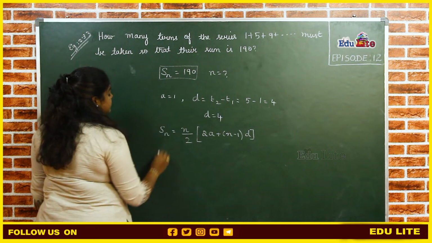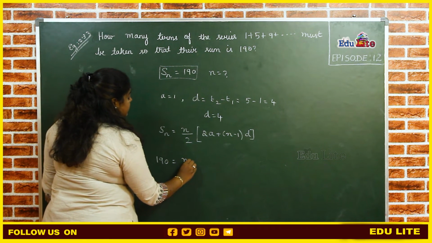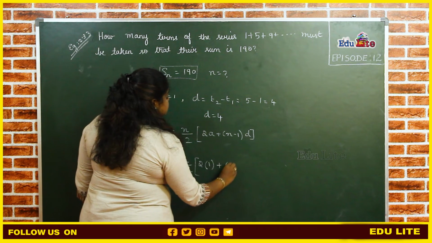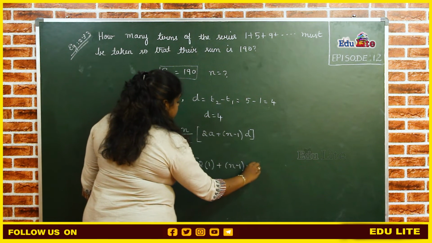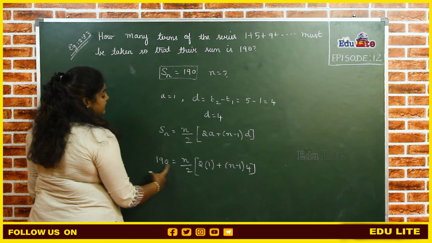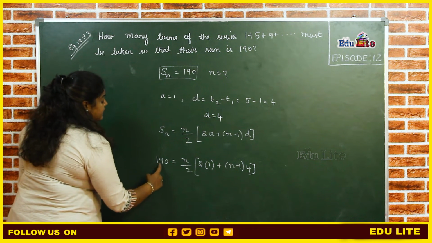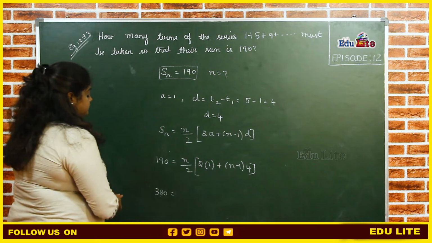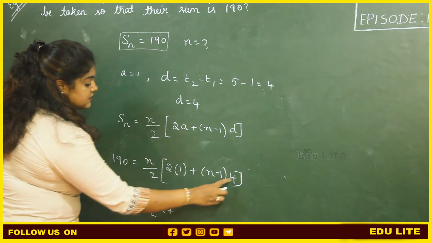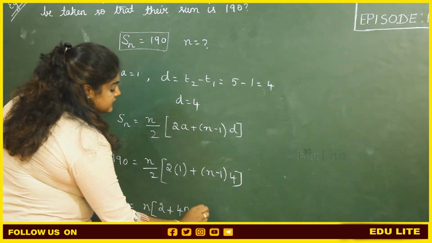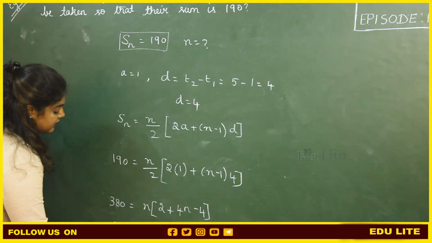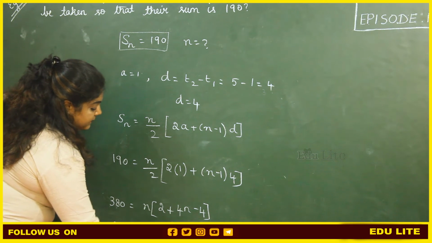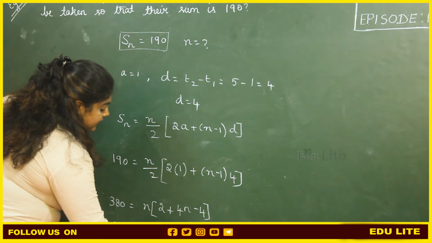Sn value is given as 190. Therefore, 190 equals n by 2 into 2 into a value 1 plus (n minus 1) into d value 4. Now, we will simplify this. 2, if I take it to the other side, it will become multiplication. Therefore, 190 into 2 will become 380, which equals n into (2 plus 4n minus 4). So, 380 equals n into (4n minus 4 plus 2), which will give me minus 2.